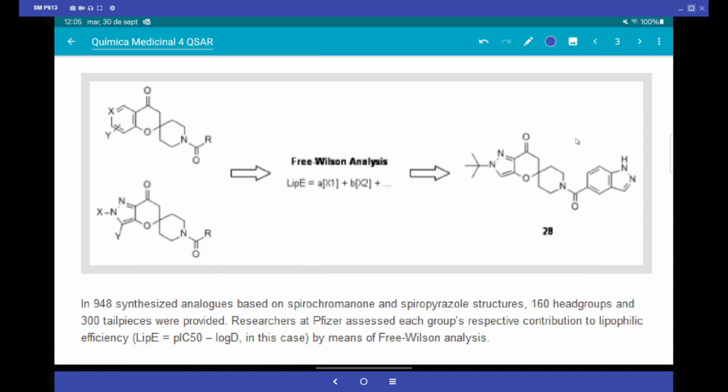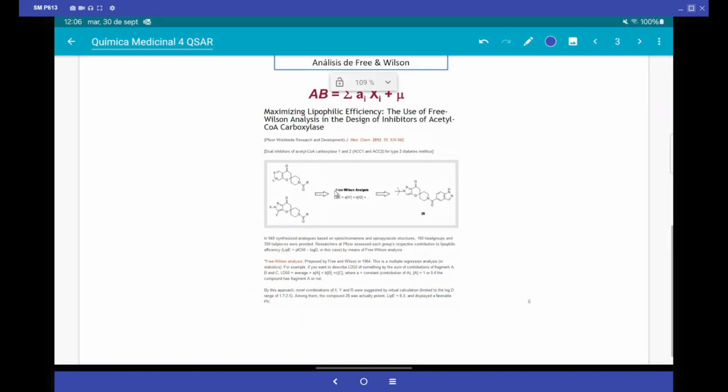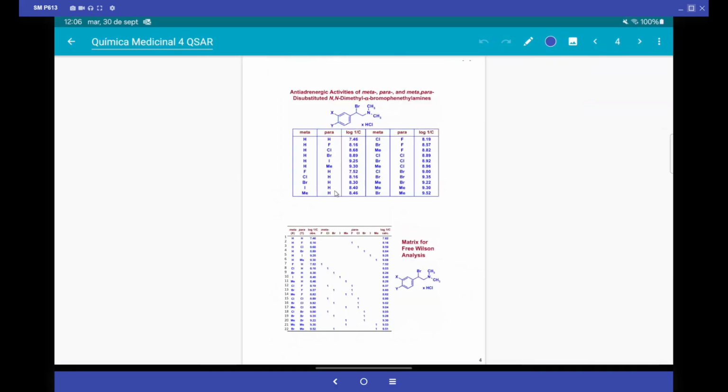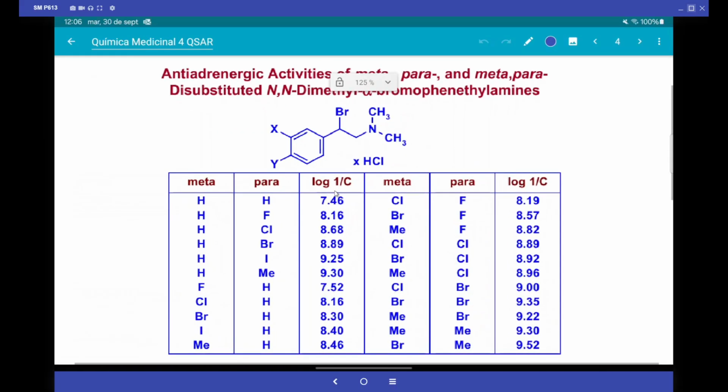So then, how is molecule 28 proposed? And ask me before the equation. We can create a new molecule from the numerical equation, so it generates useful information. We go to the first case then. We already have this study, which is a Free-Wilson study. The first thing I'm going to teach you is how a Free-Wilson study is done.